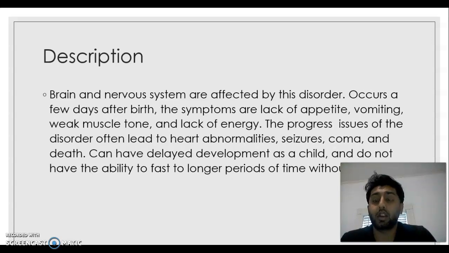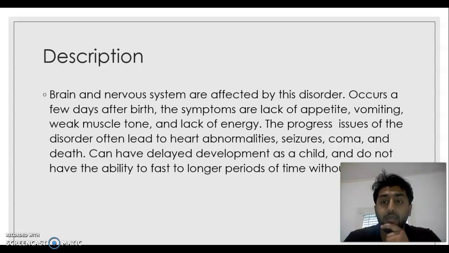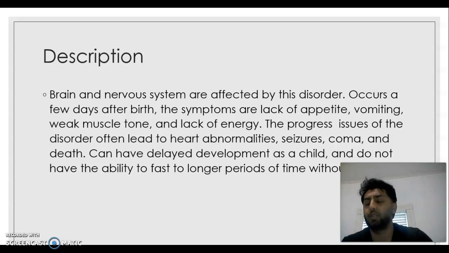Description of this disorder: propionic acidemia is when the brain and nervous system are affected by this disorder. It occurs a few days after birth. The symptoms are a lack of appetite, vomiting, weak muscles, and lack of energy. The progression of the disorder often leads to heart abnormalities, seizures, coma, and death. A child can have delayed development, and they do not have the ability to fast for longer periods of time without food. So you always need constant nutrition.